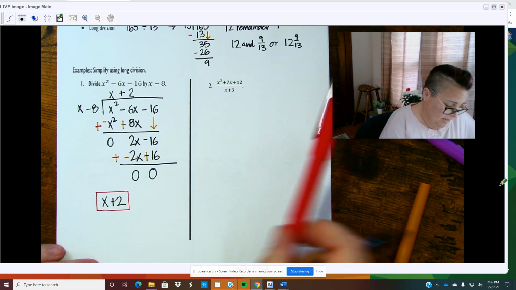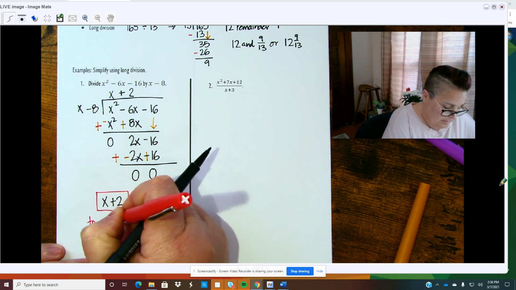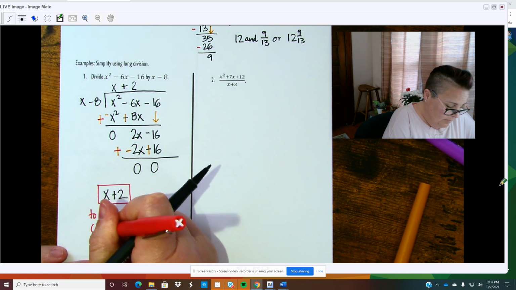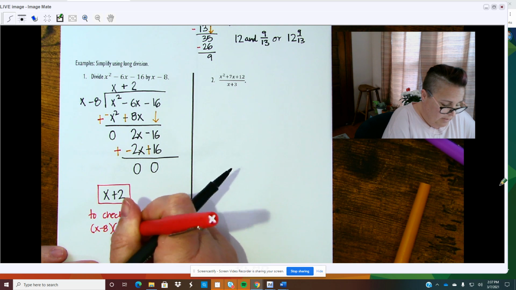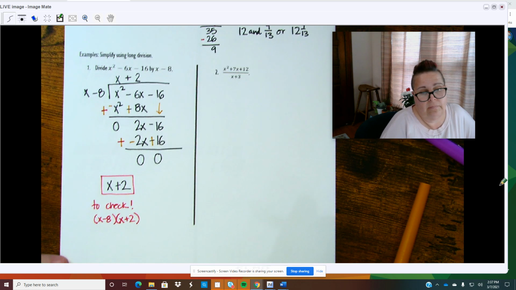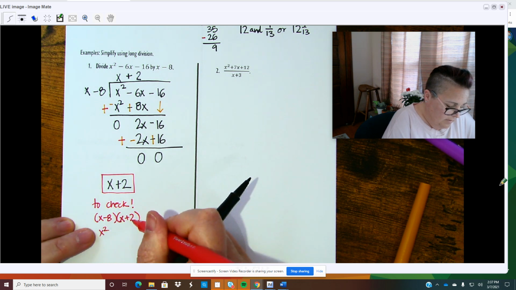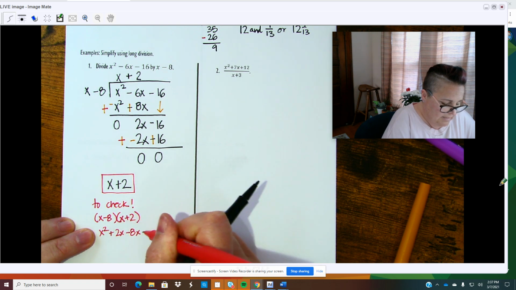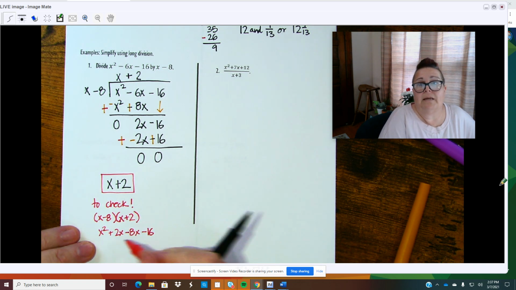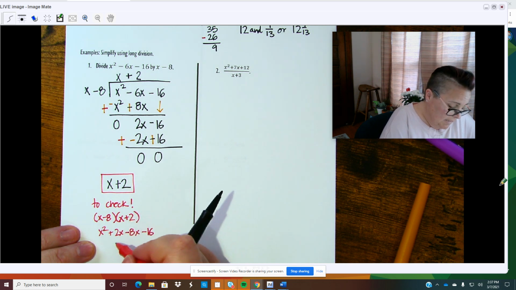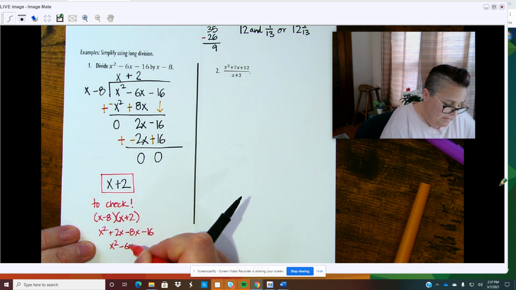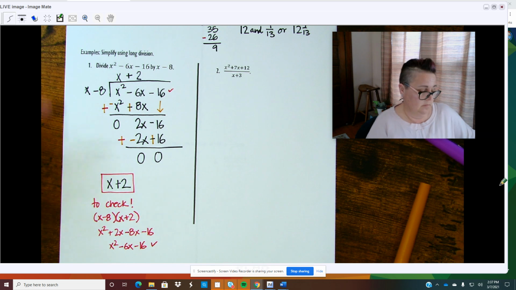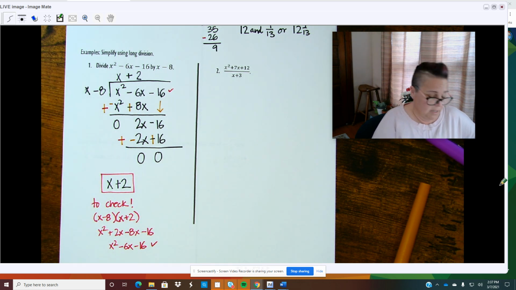The clincher here is that you can check it. To check it, we would take that x minus 8 and multiply it by x plus 2. The first gets me x squared, the outside gets me 2x, the inside gets me a minus 8x, and the last gets me a minus 16. When I combine my like terms, I have 2x minus 8x, so I have x squared minus 6x minus 16, which is exactly what was inside what I was dividing. So to check, we multiply back.